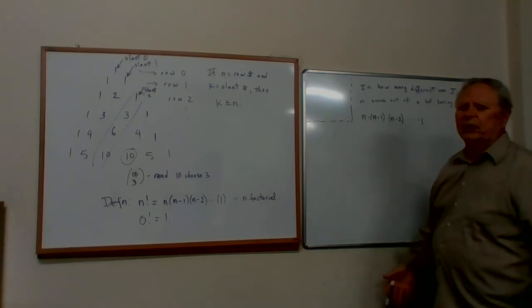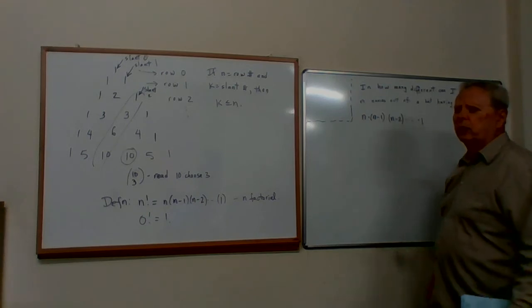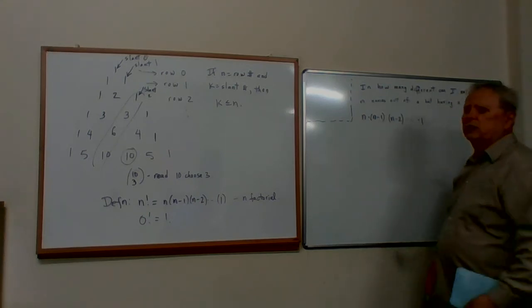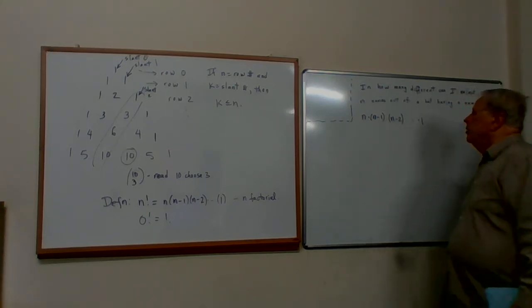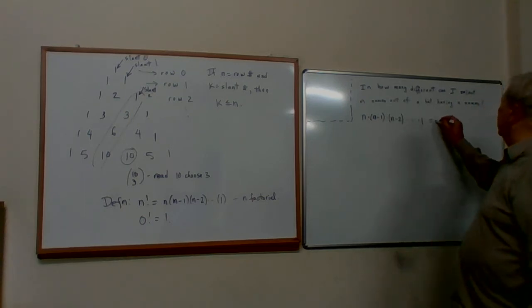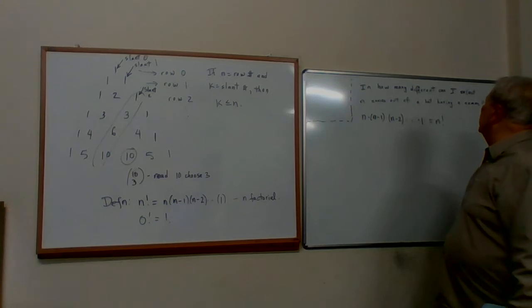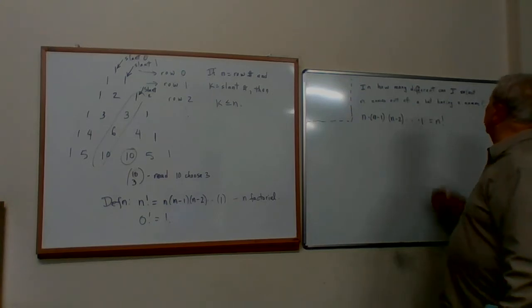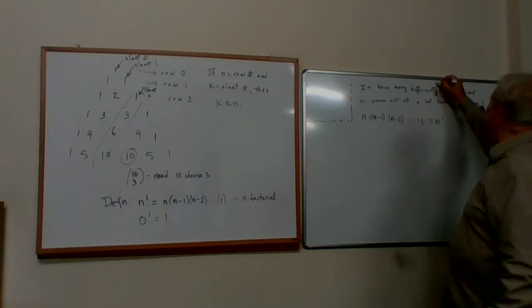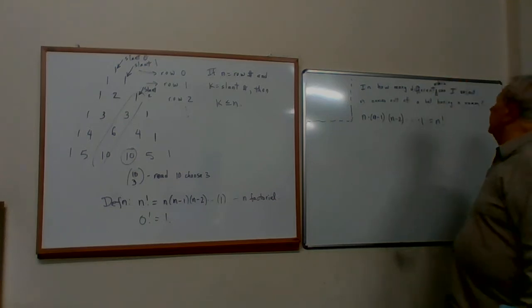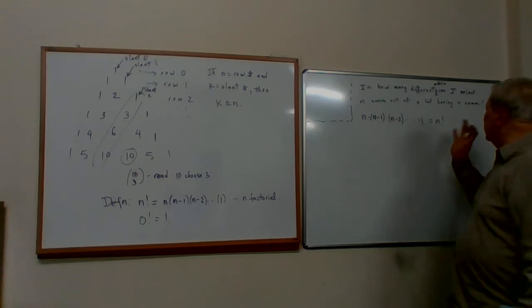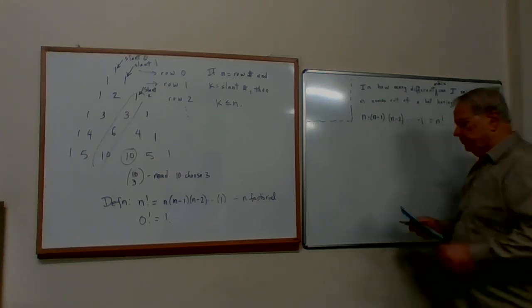I shouldn't say Zachary, because then you might think they were in alphabetical order. Yeah, it was Abel. But at any rate, the answer to this question is n factorial. In how many different orders can I select n names out of a hat having n names? The answer is n factorial.